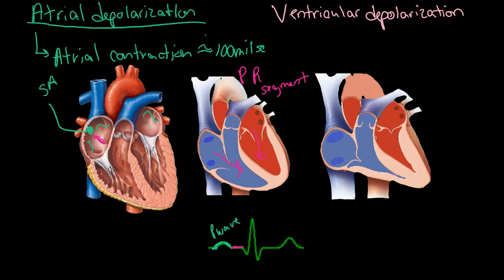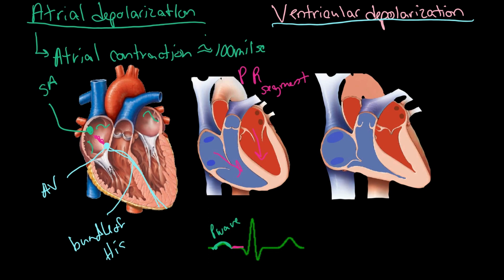All right, so the next place that you're going to have is right here. This is the AV node. And the AV node is actually the start of the ventricular depolarization. The current goes from the SA node through to the AV node, and then goes down here, which this structure is called the bundle of His, or it's also called the AV bundle. And the current then goes down through here, causing the Q wave.